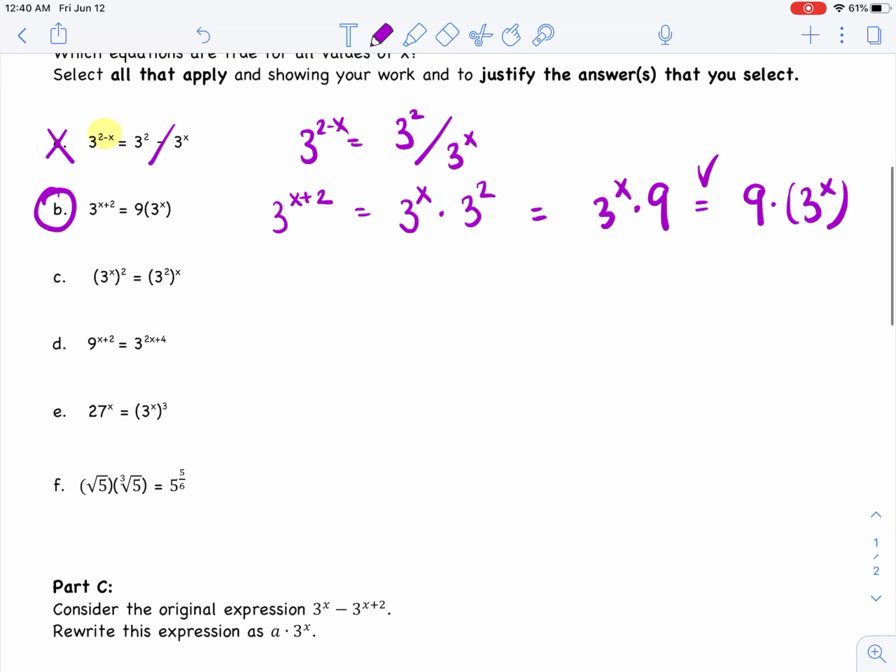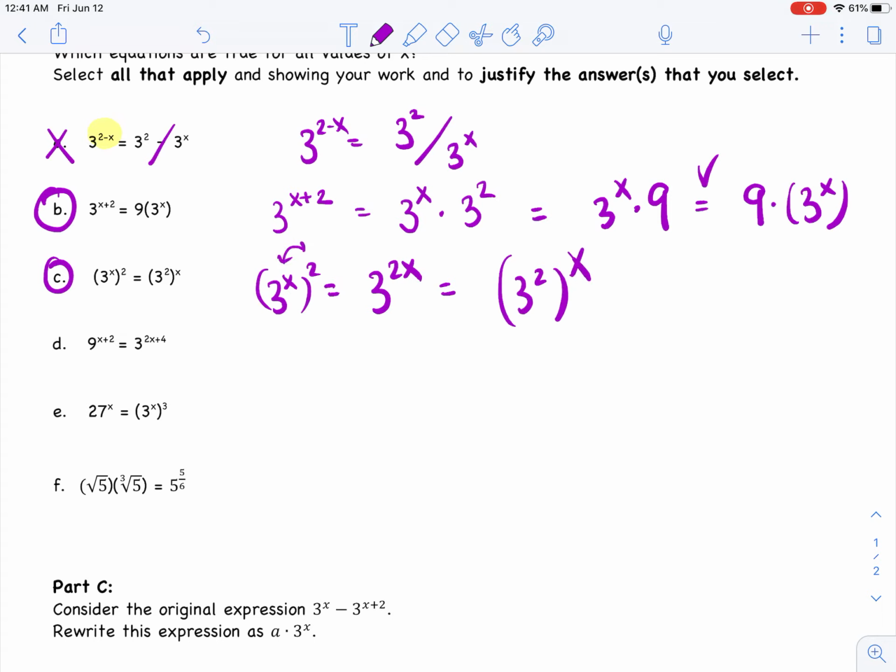And C, obviously that is true, right? Because 3 to the x squared, that is power to the power. So you multiply it, 3 to the 2x, right? And then from here, we can just put the parentheses for that, like this. So that's the same thing. You can switch this too, because that's multiplication anyway. So that is true. And what about D?